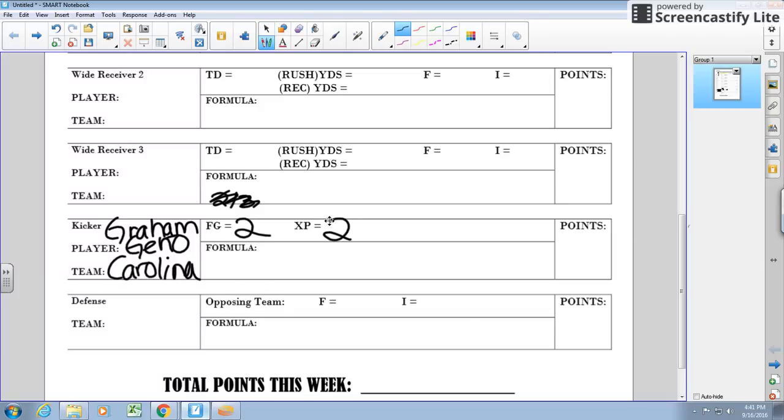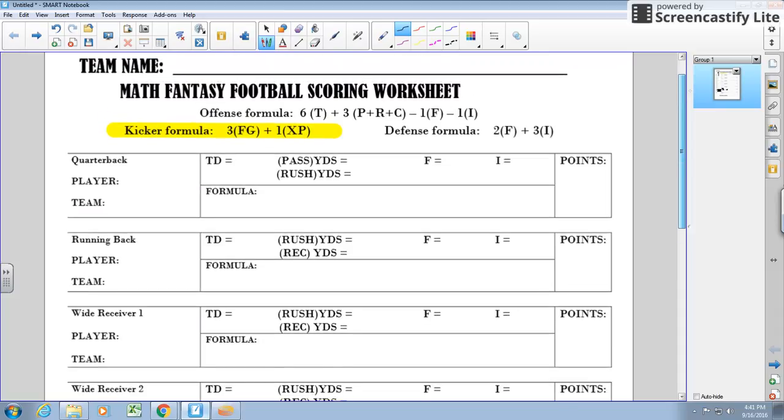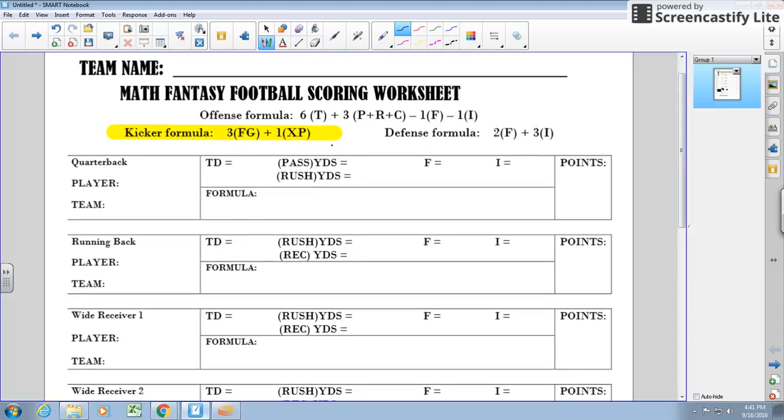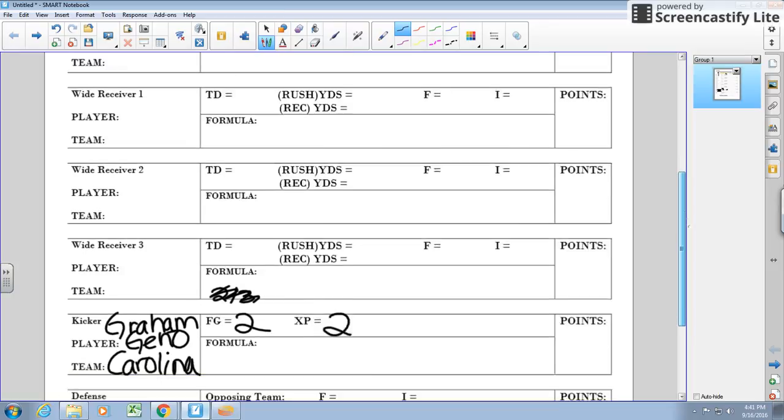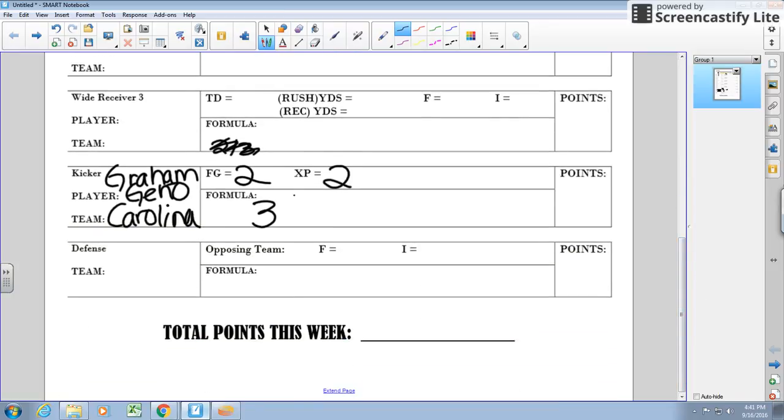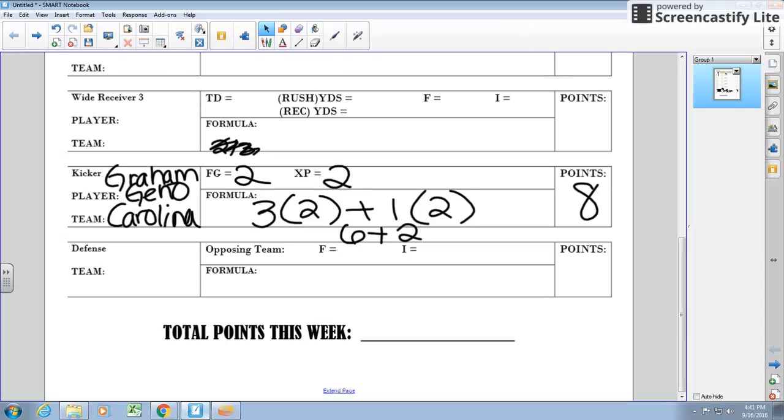Now, I'm going to look at the top and look at my formula. 3 times field goals plus 1 times extra point. So now I'm going to plug that in. 3 times field goals plus 1 times the extra point. I have now substituted those values in, and I get 6 plus 2, which is a total of 8 points for my kicker.